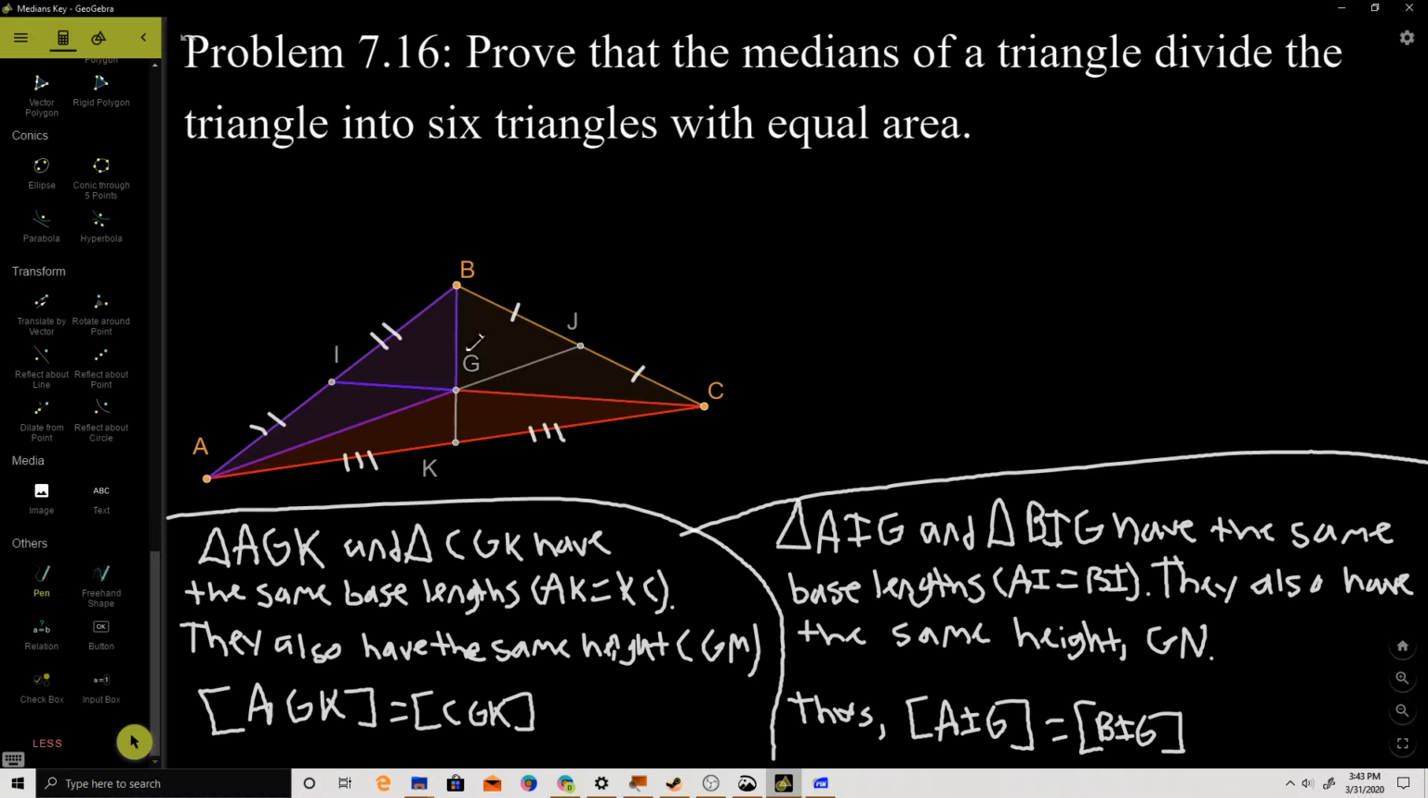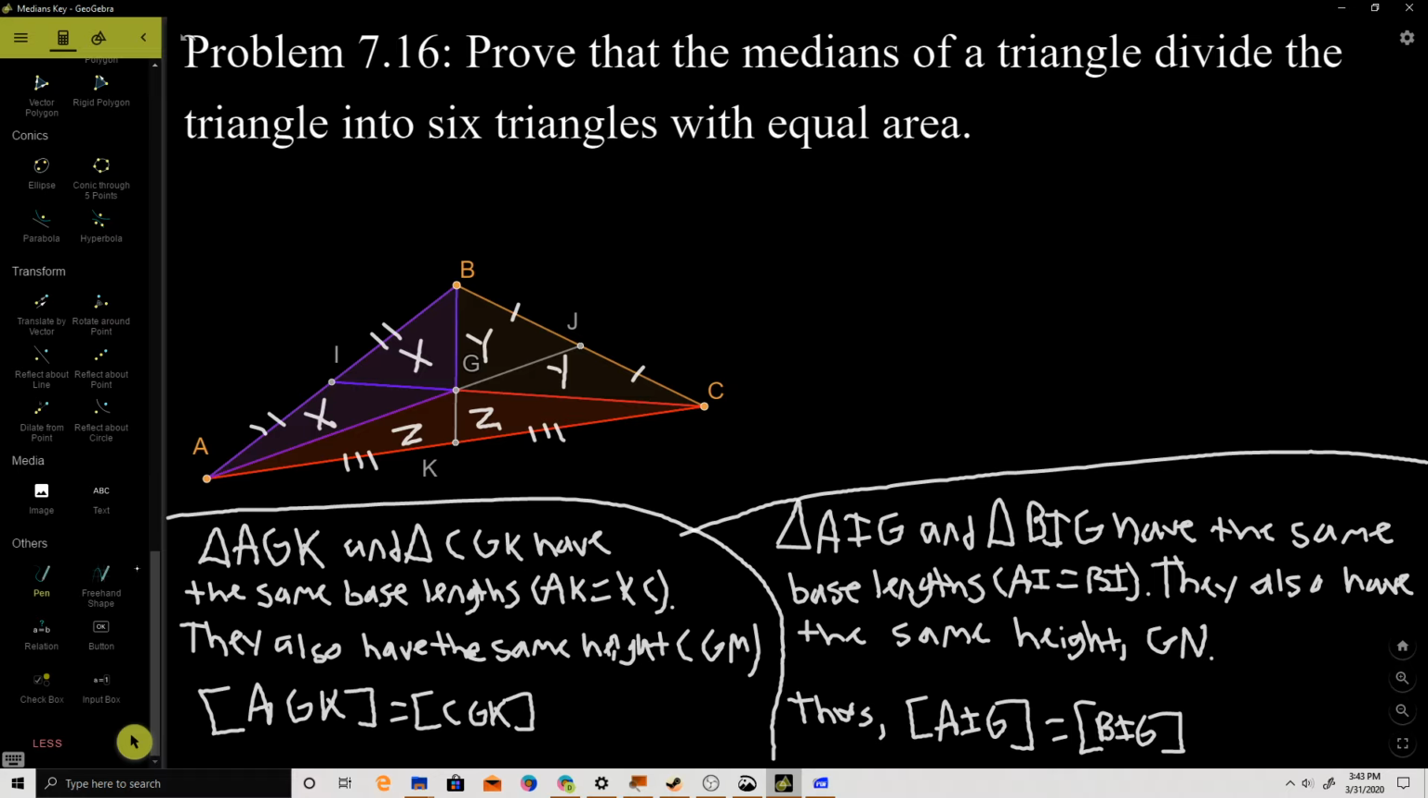Now, we've proven that pairs of triangles have the same area, but how do we know that they're all the same area? In fact, they all look quite different. So I'm going to say the purple triangles have an area of X. The yellow triangles will have an area of Y. And the red will have an area of Z. And now my goal is to show that all these must be the same. X equals Y equals Z. How can I show that?